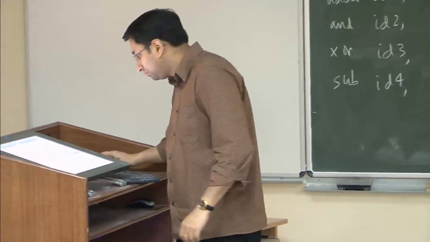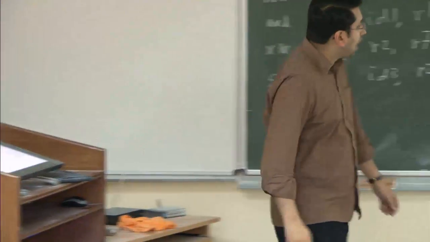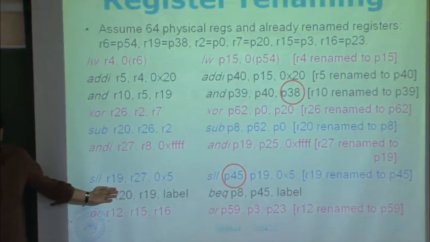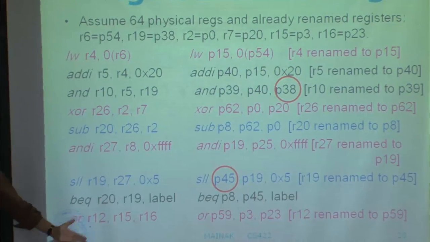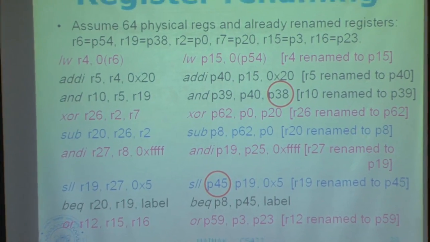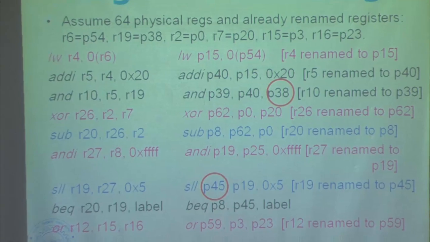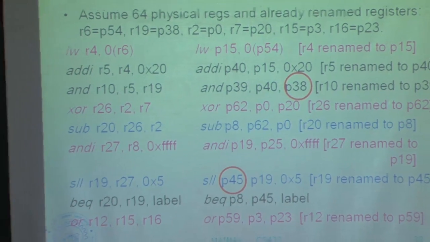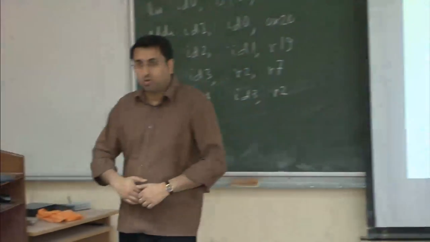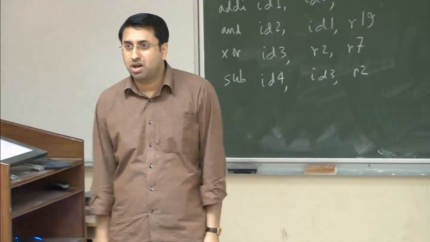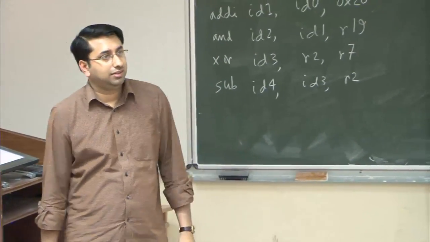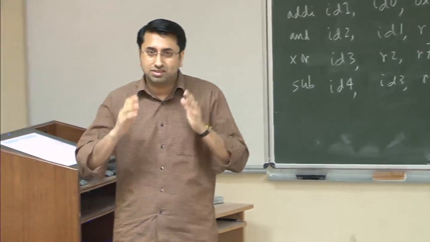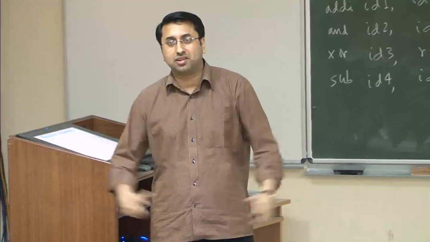Like here, you could very well ask, why did the compiler choose R19 here? It could have chosen a different register, right? And the reason is that it probably didn't have any register. It figured out that R19 is available, it just picked up R19 and allocated the value here. Okay. So if you give it more registers, it should do a better job. Why is it not done in this way? Why are Intel processors stuck with 8 logical registers forever?